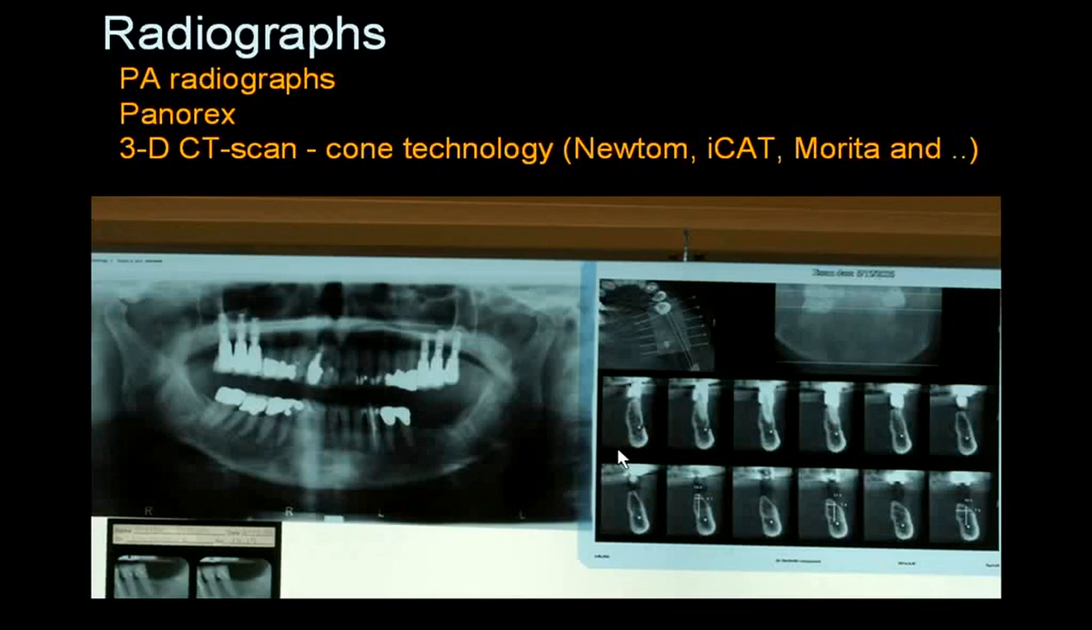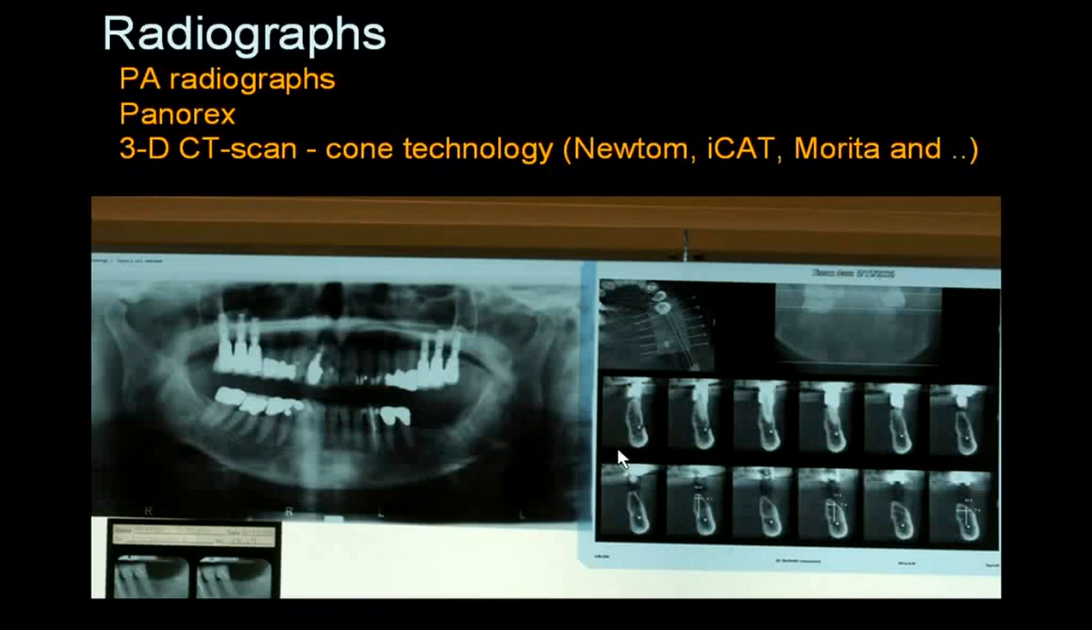Now, three companies are available at this time. One is the NewTom. That's a CAT scan machine which I'm very familiar with. Very, very good results. Then there's the iCAT, and then there's the Morita. NewTom is an Italian manufacturer, iCAT a US manufacturer, Morita Japanese. The most precise is probably the Morita, but it's the newest one on the market, and it also has a much smaller focus field, so you can't take a full jaw really. You have to take multiple scans. The iCAT and the NewTom will take a fully edentulous jaw and make it easy to really work on.